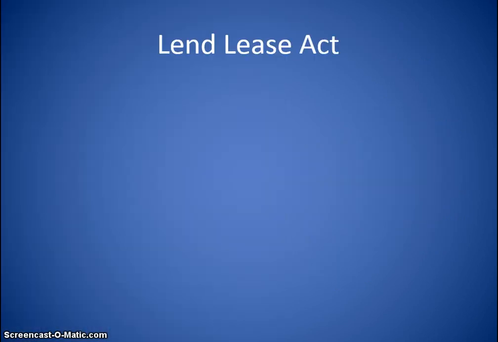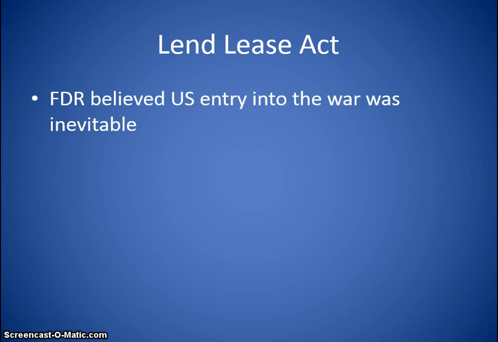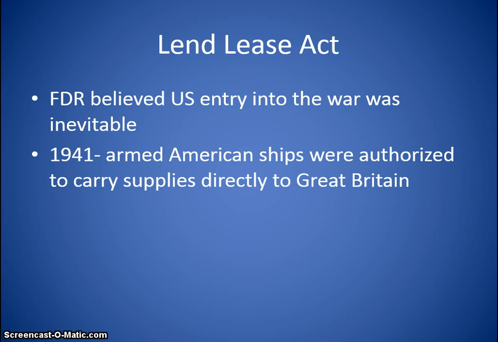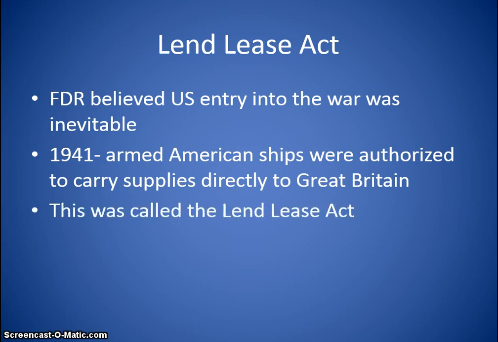Now, America enters the war. Well, first, we unofficially enter the war by creating the Lend and Lease Act. FDR believed the U.S. entry into the war was going to be inevitable. Our ally, Great Britain, was already in the war, and we were one of their main trading partners. It says in 1941, armed American ships were authorized to carry supplies directly to Great Britain. So this is before we got directly involved in the war. We would lend and lease things to Great Britain.